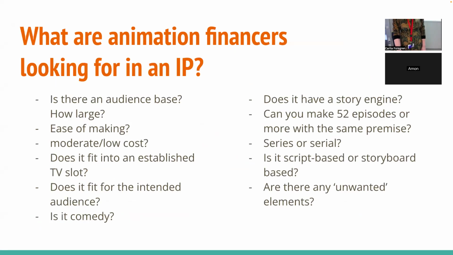Okay, I think we are almost done. So animation funders or financiers, what do they look for in an IP? They usually want to know if there is already an audience base, and if it's big or not. How easy is it to produce? Is it low cost or moderate cost, or really, really expensive? Does it fit into a TV slot that is already there? Distributors want to know that always. So you need to know which kind of slots they do have. And does it fit for the audience? And everybody's looking for comedy always. So remember, comedy. Everybody wants comedy. There's a lot of epic drama and not that much comedy, but everybody wants it. If it's epic drama, comedic drama, then why not?